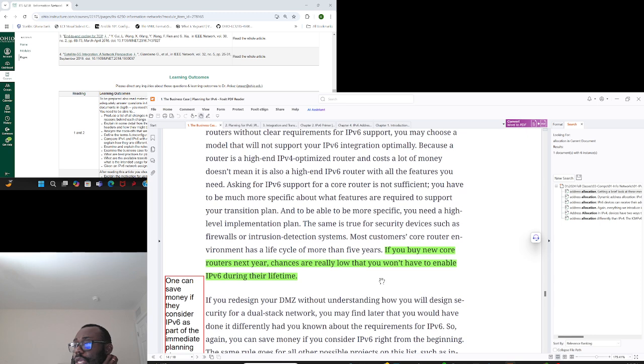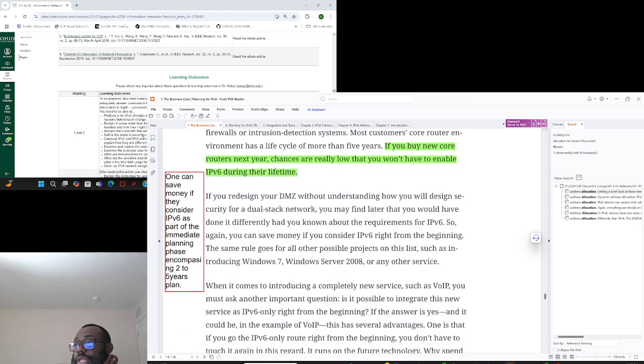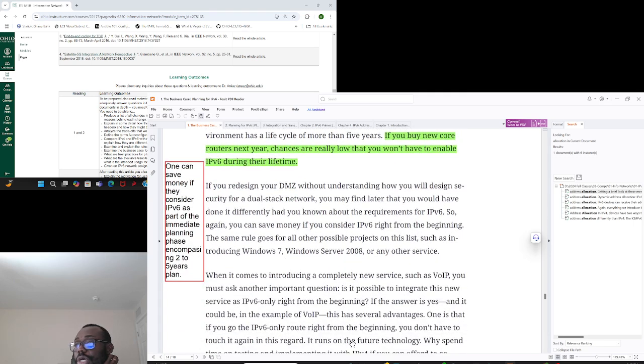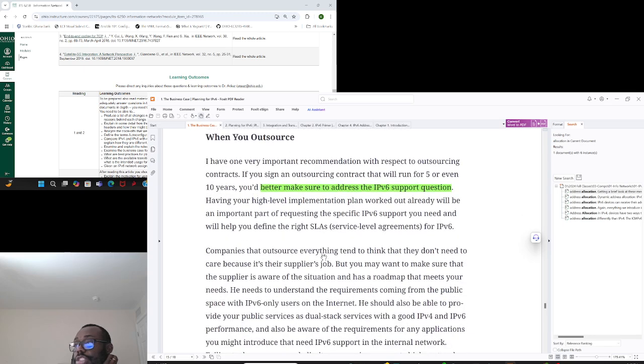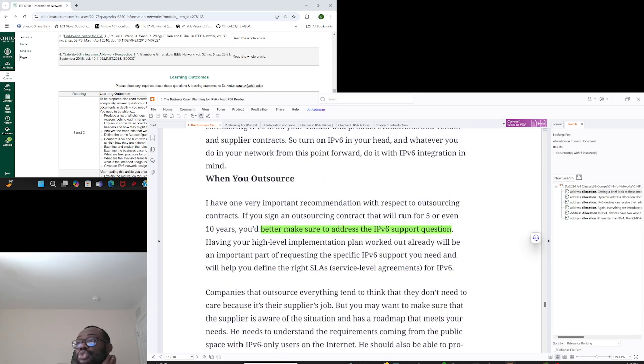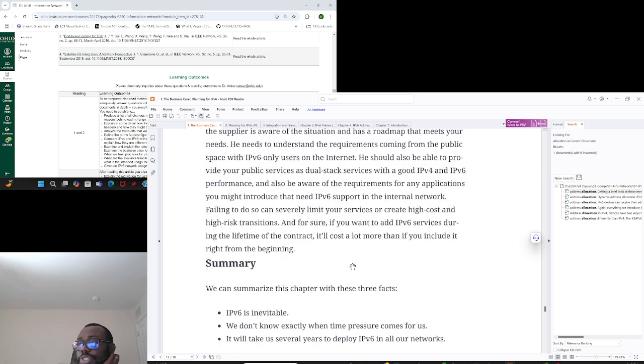So you're fine. And if you buy a new core router next year, chances are yes. So definitely, and we will get to a point. Your DMZ is actually where you face your internet. And generally, when you are doing outsourcing, companies will also like to outsource the management of their infrastructure, the deployment of their infrastructure to a third party. In discussing such solutions, you must necessarily talk about IPv6 as part of it.